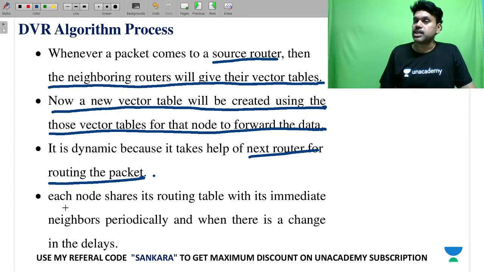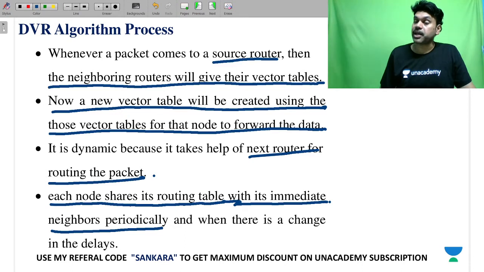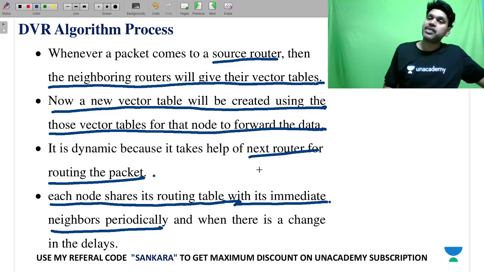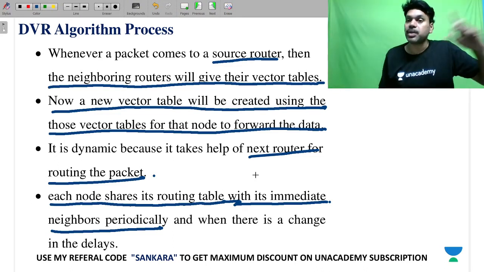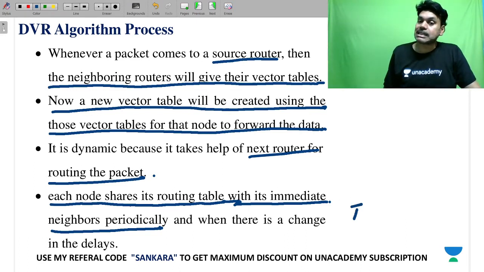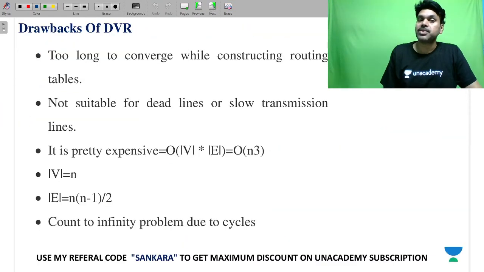Every node is nothing but a vector only. Every node shares its routing table with its immediate neighbors. Periodically, it's called a triggered update. Whenever there is an update, it will immediately share that I got changed, I got updated. This is called a triggered update. Please observe carefully. Periodical changes are nothing but triggered updates only.